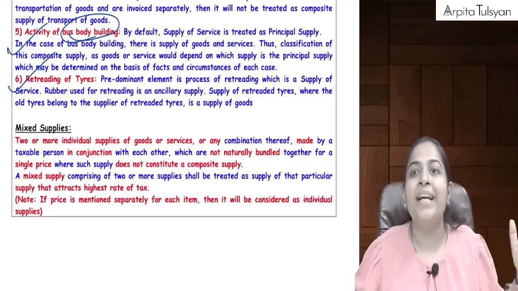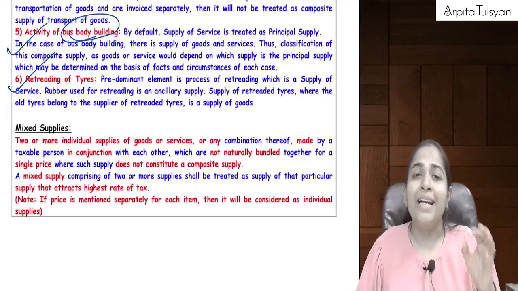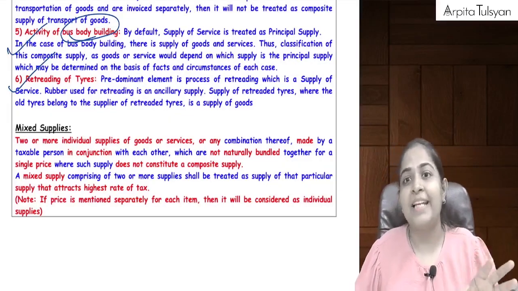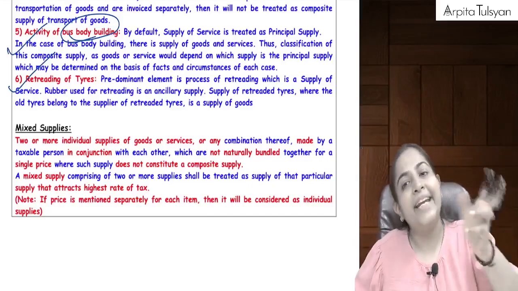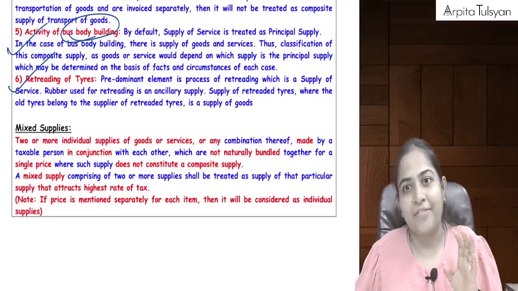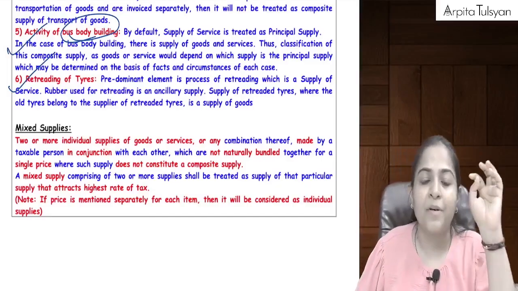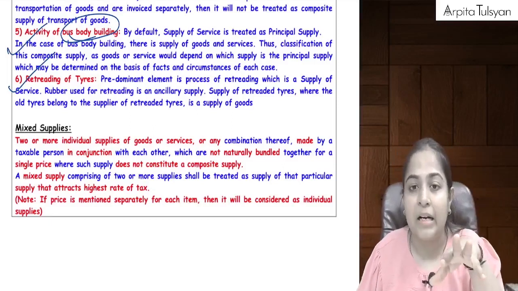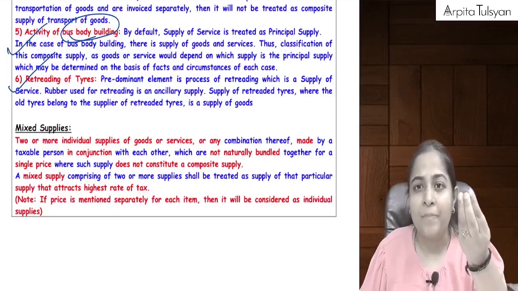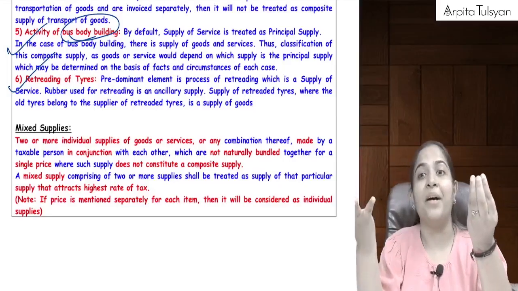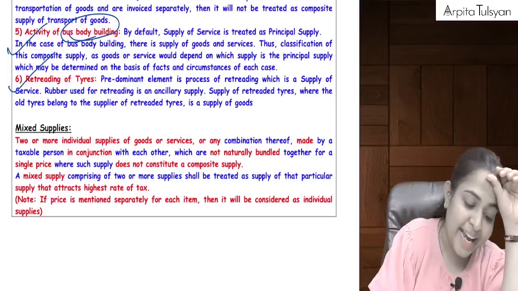Where predominant supply is of material, it will be considered as supply of goods. But where material quantum is very less, but major work was of doing the labor work, then it will be considered as supply of services. Let's say I go to a repair person and he is doing repair on my vehicle. And in that, the material that he is using is very small. But the major thing was labor. So that will be considered as supply of services. So it depends on case to case.